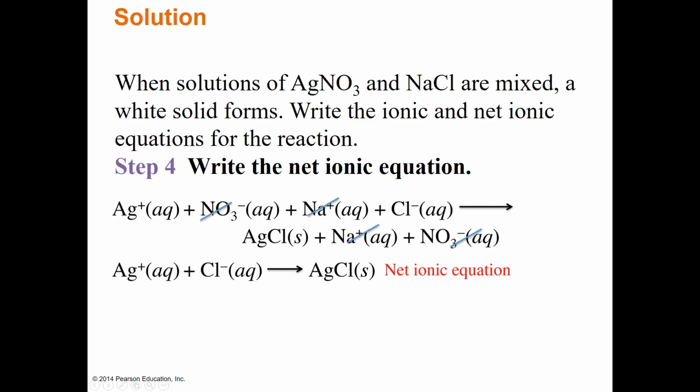I think we've seen something like this before, right? When we did the electrolyte lab? No? Okay. Notice you're able to cancel out the spectator ions from both sides, and then silver and chloride combine to give you the net ionic equation.